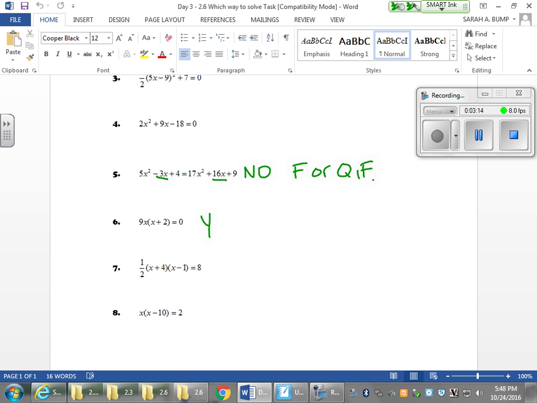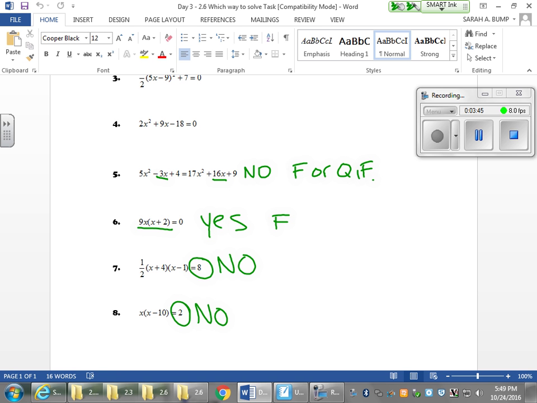Number 6 is yes. These are all held together through multiplication. It's set equal to 0, so you would solve by factoring. Set them equal to 0. And 7 and 8 are no for the same reason. They initially look like they are factored, but they are not equal to 0. So technically, if you set it equal to 0, then that 8 and 2 will be a separate term that's not being multiplied, so it's no longer considered factored.